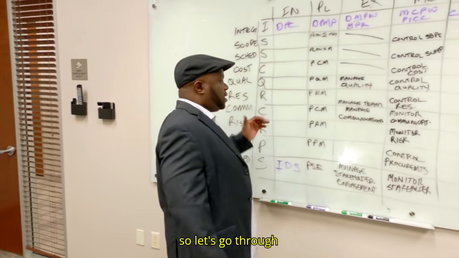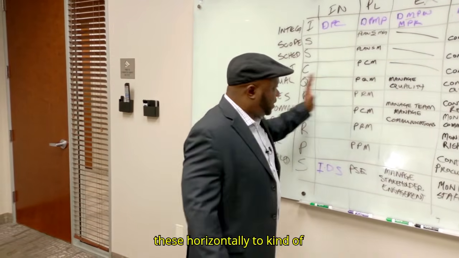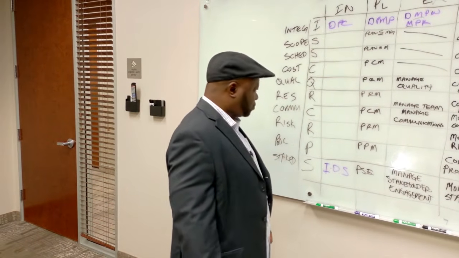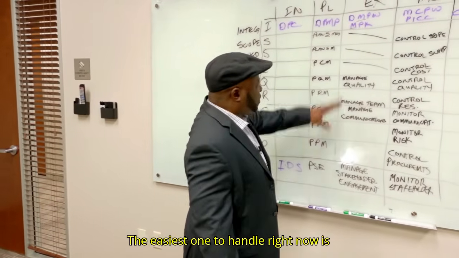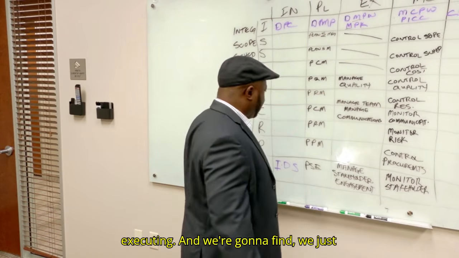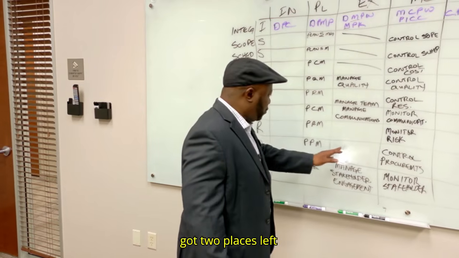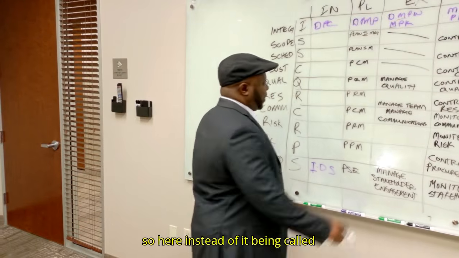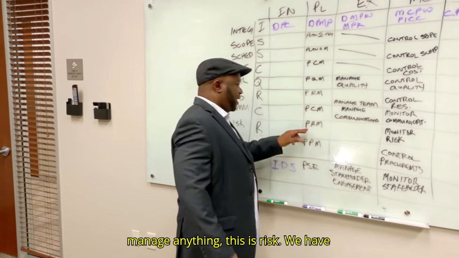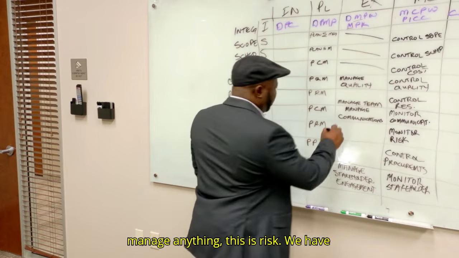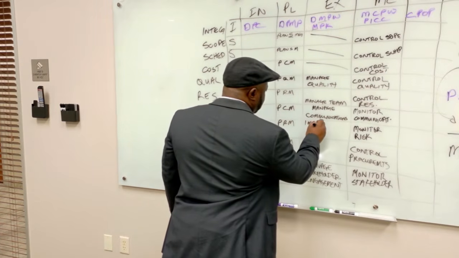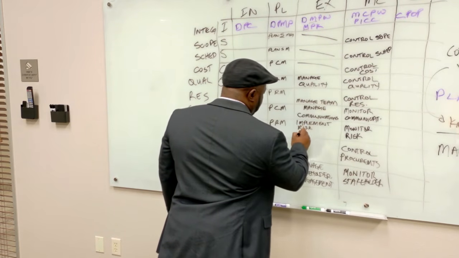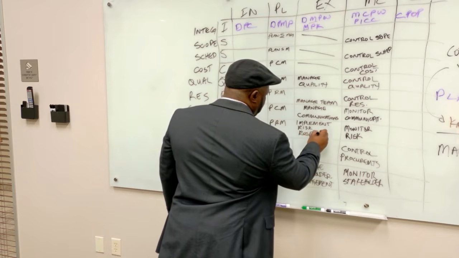All right. So let's go through these horizontally to kind of close what we've been doing. The easiest one to handle right now is executing. And we're going to find, we just got 2 places left and then we're done with it. So here, instead of it being called manage anything, this is risk. We have implement risk responses.